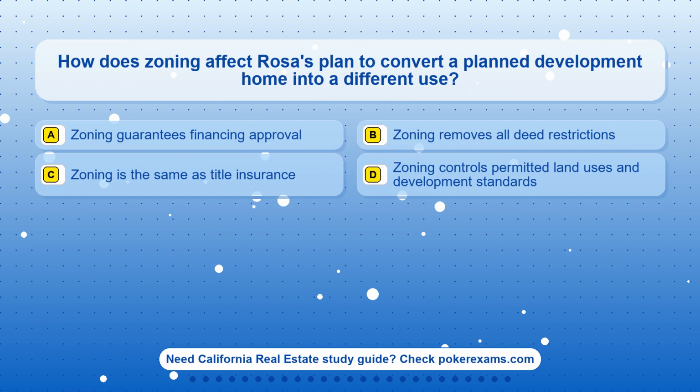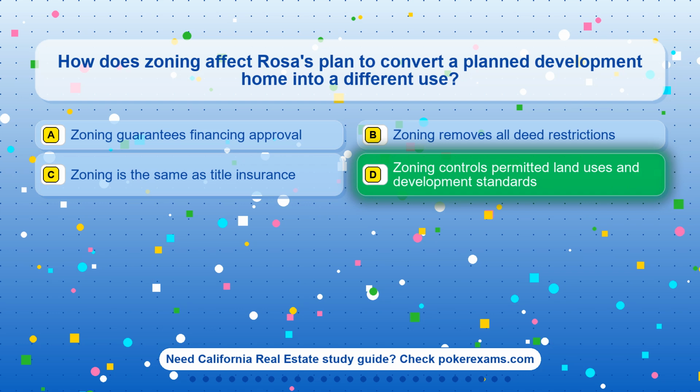Question 15. How does zoning affect Rosa's plan to convert a planned development home into a different use? Option A, zoning guarantees financing approval. Option B, zoning removes all deed restrictions. Option C, zoning is the same as title insurance. Option D, zoning controls permitted land uses and development standards.